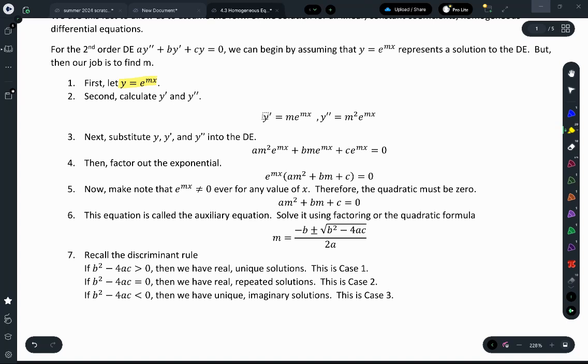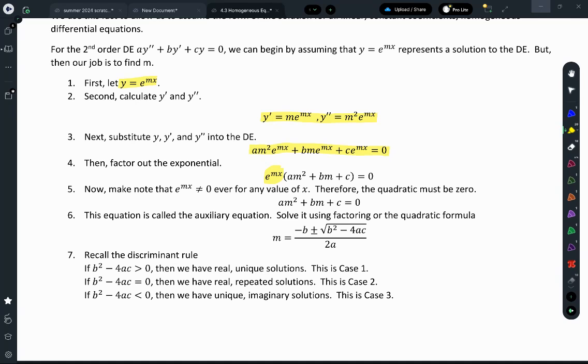Second, we calculate y prime and y double prime. Next, we substitute all three into the differential equation. Then we start factoring. First, we factor out an e to the mx because e to the mx is never equal to 0. We're using a zero product property to solve, and so knowing that e to the mx is never equal to 0 gets rid of one of the non-possibilities, okay?